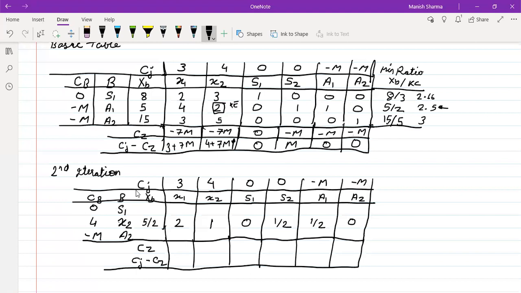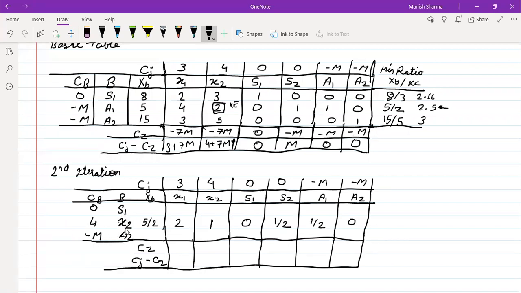Now, instead of writing these basic variables, we have to write the new basic variables. So what are the new basic variables? S1 is not changed, so we will write S1. A2 is not changed, so we will write A2. What is changed is that the key row is being replaced by the key column. So A1 is to be replaced by X2. This is your key column, this is your key row. So key row is A1. A1 is to be replaced by X2, so we have written X2.